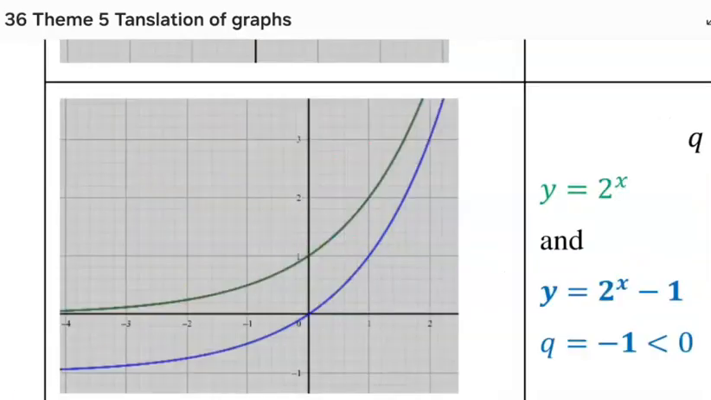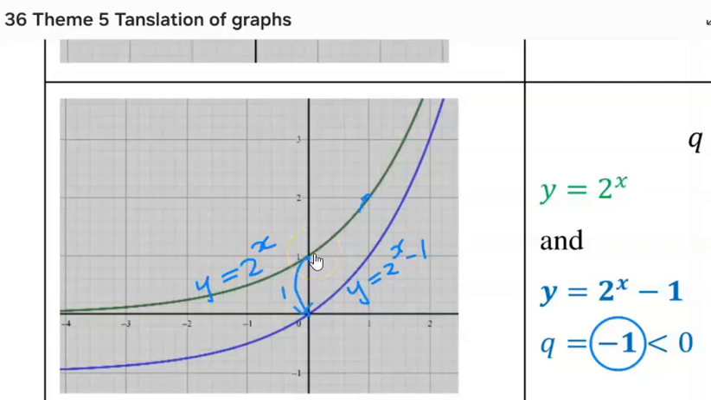In this case, I've looked at the graph y equal to 2 to the x. This is my mother graph, my exponential function that goes through y equal to 1 on the y-axis. And now my new graph is y equal to 2 to the x minus 1. So my q is negative 1. So from the y-intercept of the green graph to the y-intercept of the blue graph is 1 unit down.